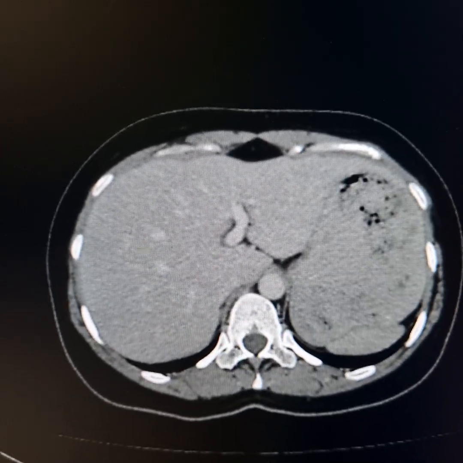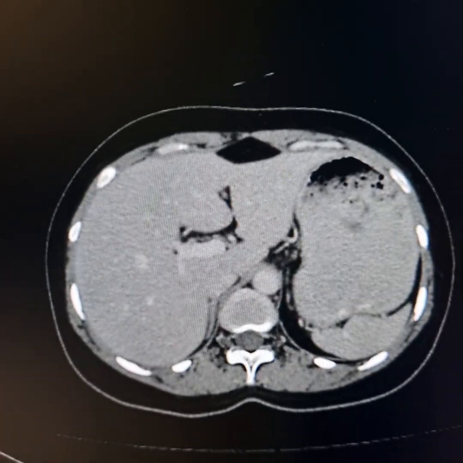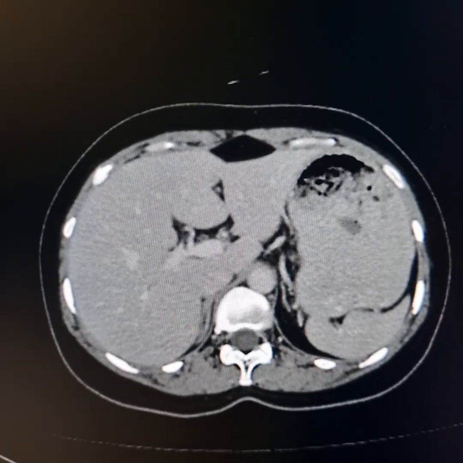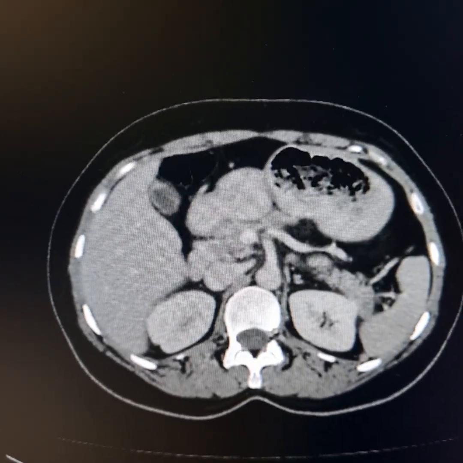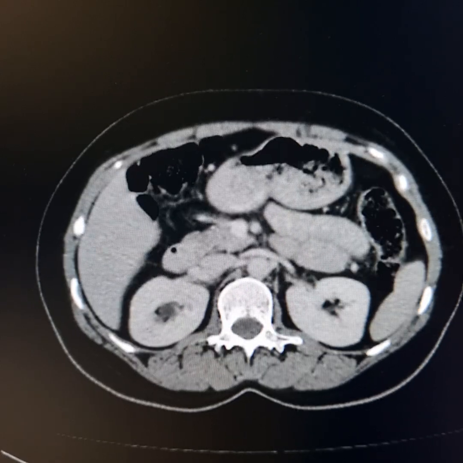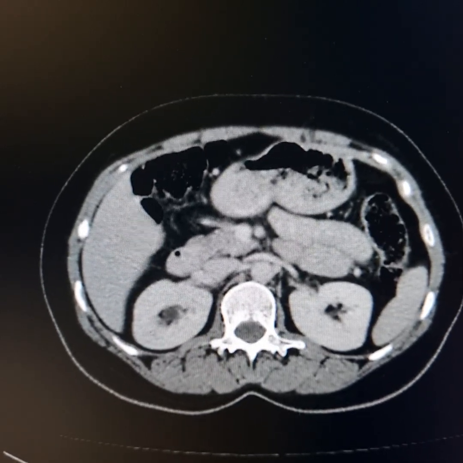This is a contrast CT scan of a 41-year-old female patient. The patient presented with acute onset pain in the suprapubic region, fever, and leukocytosis on blood examination.